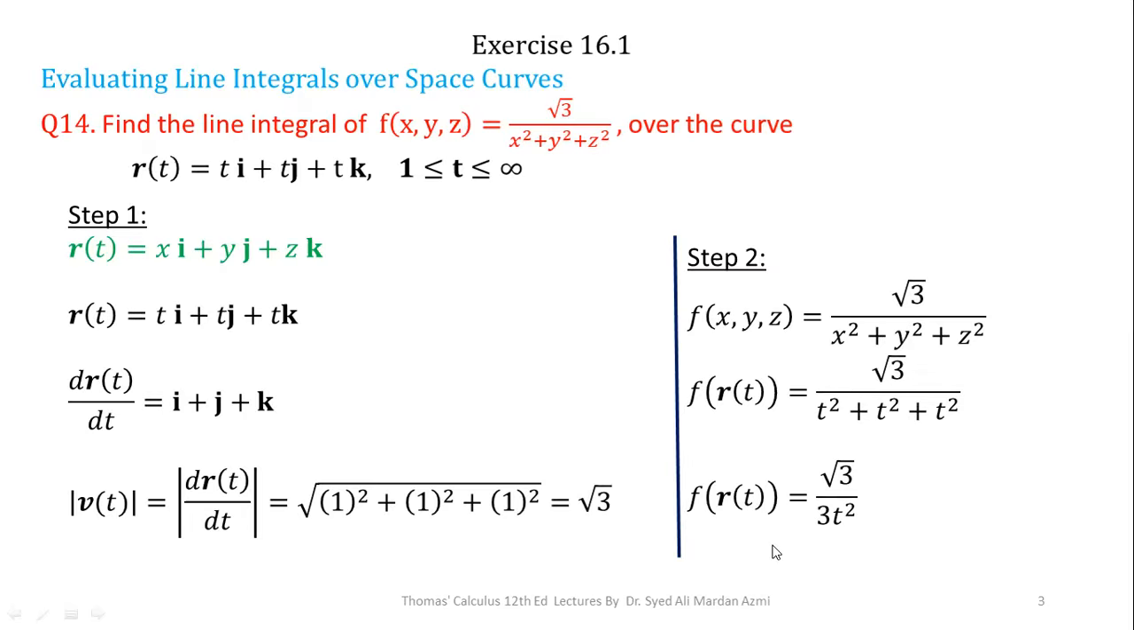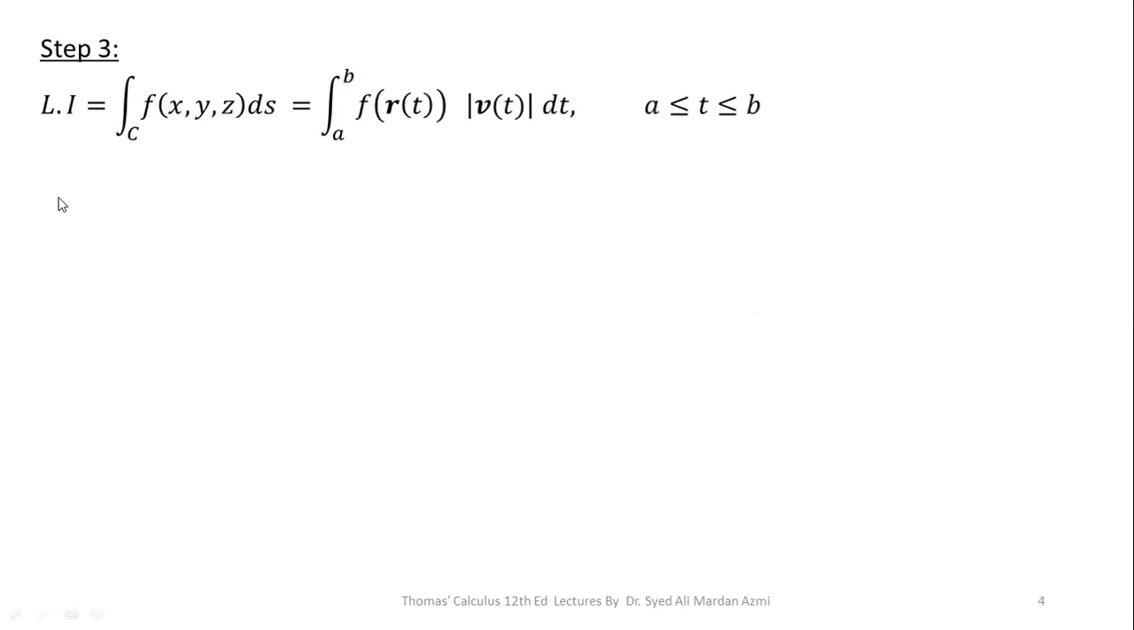In step number 3, we will substitute these values in the formula of the line integral, and then we will evaluate our required line integral. Now I have simplified the formula of the line integral as the integral over the curve C of f of x ds is equal to the integral with limits from a to b of f of r of t, which means we convert our force function with the help of r of t, into v of t mod dt. In this question, the value of f of r of t is square root of 3 over 3t square. The value of v of t mod is square root of 3 dt.